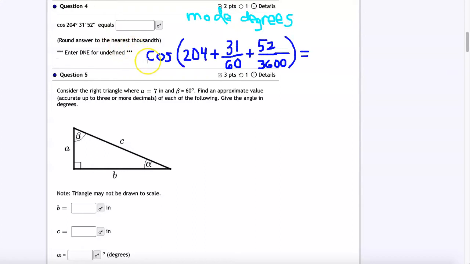Okay, so this is what you're going to type into your calculator. Cosine of 204, that's your 204 degrees, plus 31 over 60, this converts 31 minutes to degrees, plus 52 seconds gets converted as 52 over 3600 because there are 3600 seconds in a degree. So you just type that all into your calculator at once and you should get your output.